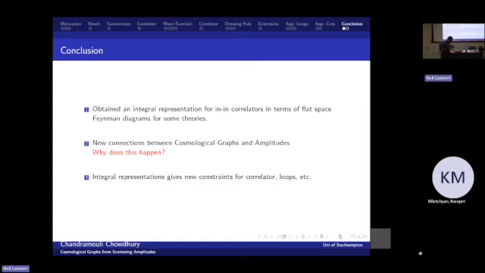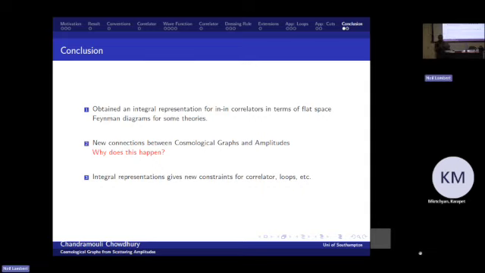For the last 20 minutes, I told you about this new integral representation for computing correlation functions in de Sitter space by writing them as energy integrals of flat space scattering amplitudes, which are things we know well. So we have to do one more integral on top of that. This brings us new connections between cosmological graphs and amplitudes, and hence explains the title. I didn't tell you why this happens, which is an interesting question.